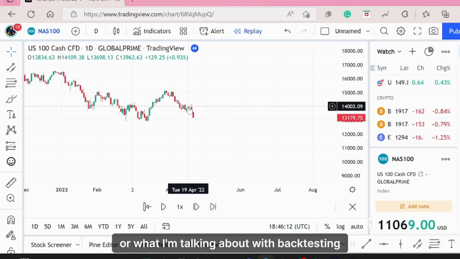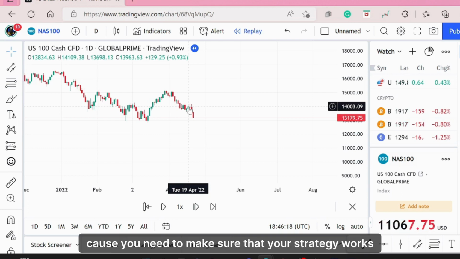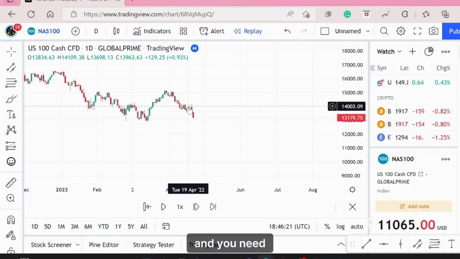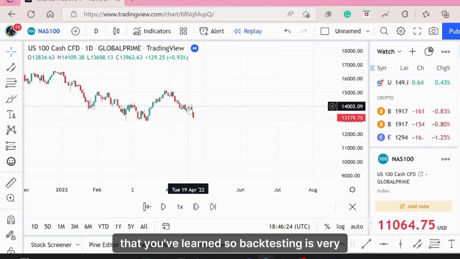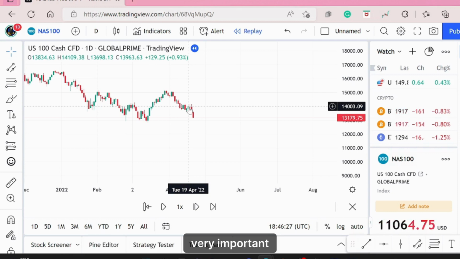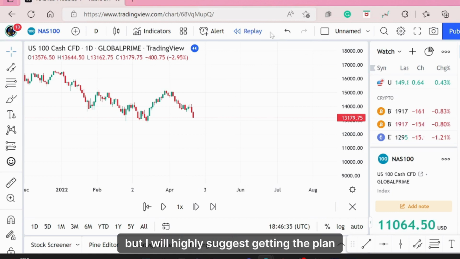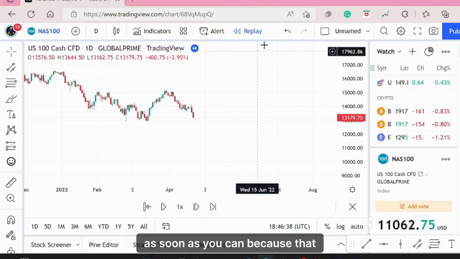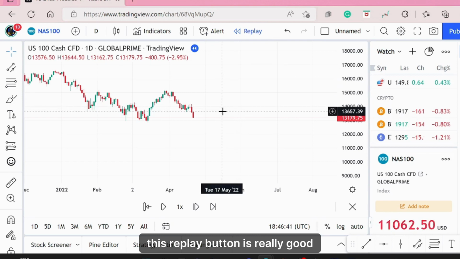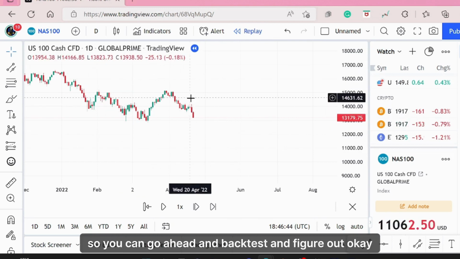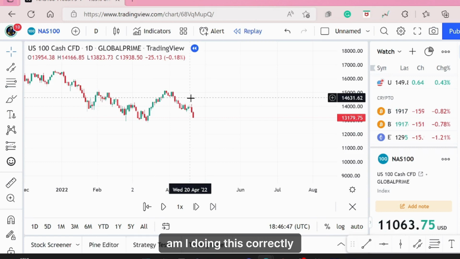If you don't understand what I'm talking about with backtesting, go back and watch the backtesting video. Backtesting is something you need to do because you need to make sure that your strategy works. And you need to make sure that you're understanding the strategy that you've learned. So backtesting is very, very important. If you are on the fence about getting the plan, I understand, but I will highly suggest getting the plan as soon as you can because this replay button is really good. So you can backtest and figure out, okay, am I doing this correctly? You can do your own projection of what you think the market is going to do and test to see if it's correct.